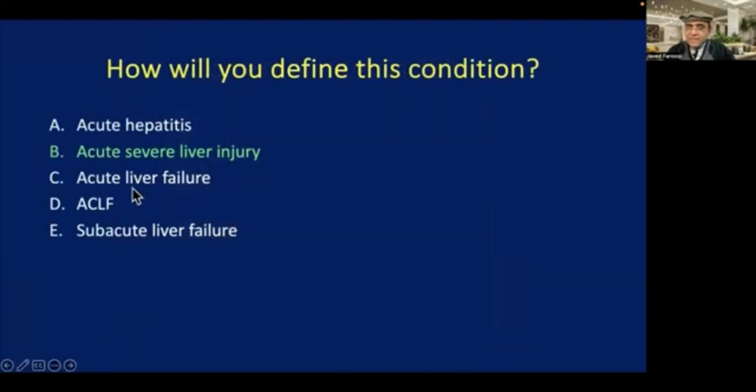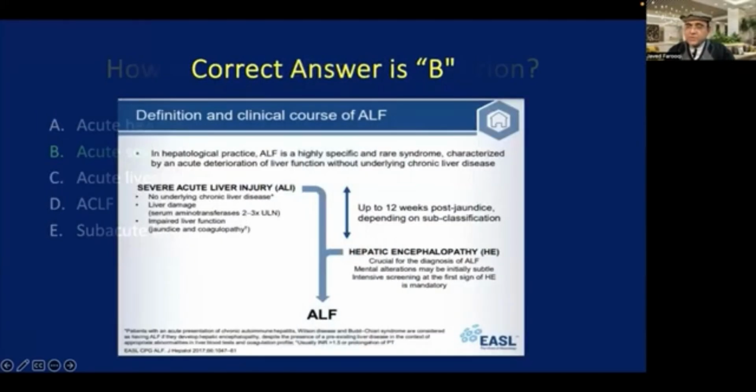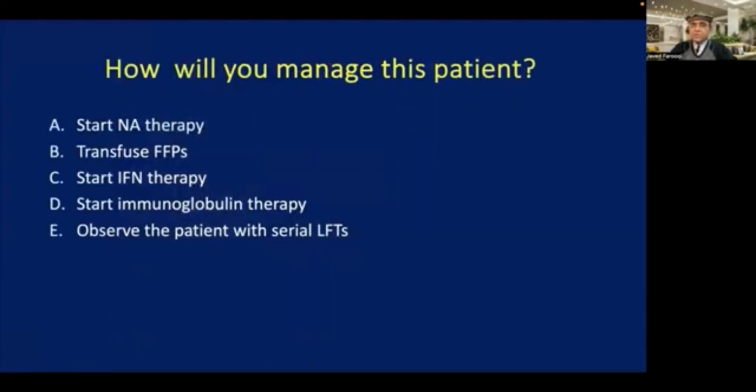So the difference between ALF and acute severe liver injury is that here there is no encephalopathy and here there is encephalopathy. In acute hepatitis, it is acute hepatitis, but when there's coagulopathy, PT-INR more than 1.5, we call it acute severe liver injury. But when there is superadded encephalopathy, this is called acute liver failure. For acute-on-chronic liver failure, the patient must be having a chronic liver disease prior to development of this scenario. So, question comes, how will you manage this patient?